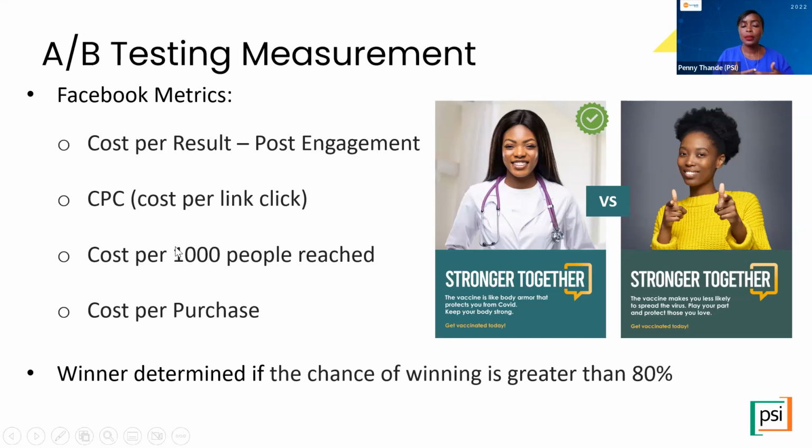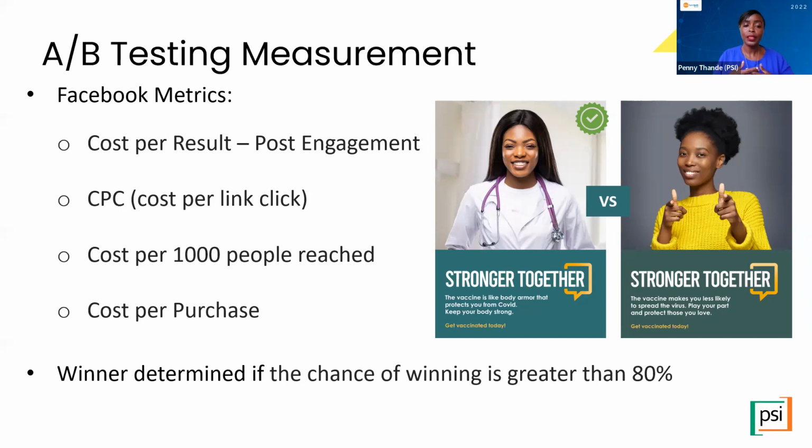Sometimes it might be CPC, cost per link click. This happens, for example, if you're directing people to a certain website, and we've seen this in our campaigns at one time or another. So the lower the cost, again, the better. So cost per link click. And you have to have the end in mind, meaning your campaign objective or your campaign goal.